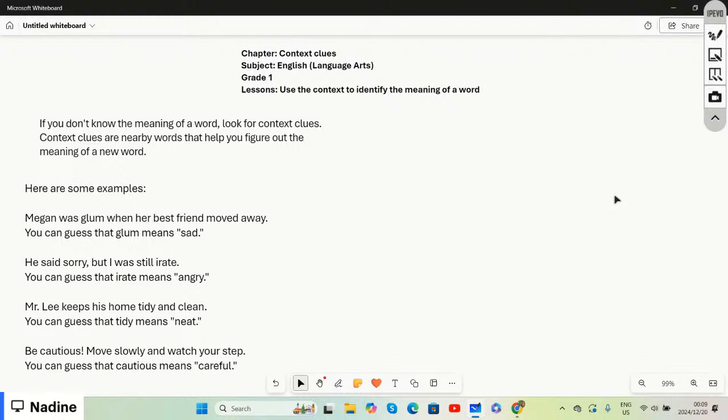And we're going to look at a few sentences where we are going to identify nearby words that will help us to figure out the meaning of certain words that we are going to be identifying.